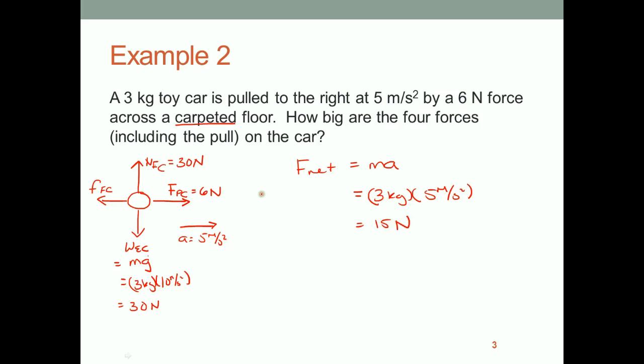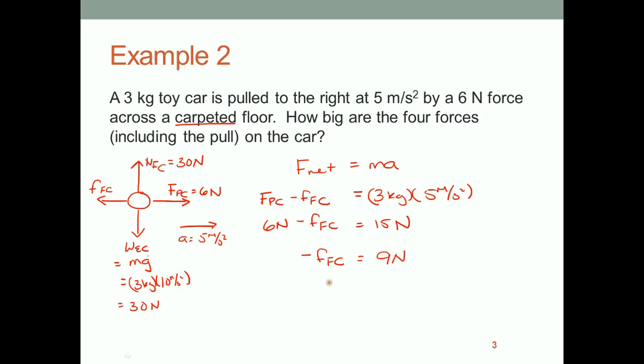I can rewrite the net force in terms of the forces on the car. Everything in the positive direction, that would be the pull, minus everything in the opposite direction, which would be friction. So that's 6 newtons minus the force of friction equals 15 newtons. I'm going to leave this minus sign and just bring it down. I need to get it by itself, so I need to subtract 6 newtons from both sides. So that is a 9 Newton force. 15 minus 6 is 9.